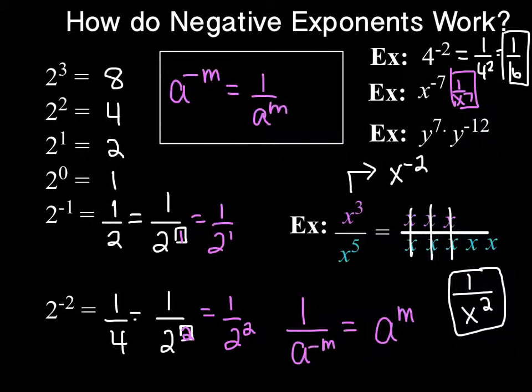Y to the 7th times y to the negative 12th. Since they're being multiplied and they have the same base, I can use the addition rule. I can add the exponents. So that would be y to the negative 5th. But then because it's y to the negative 5th, that becomes 1 over y to the 5th, by moving the y to the bottom, which is what makes the exponent positive.